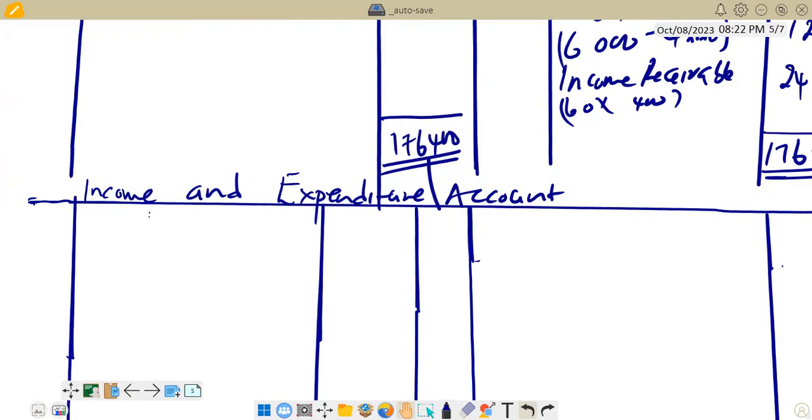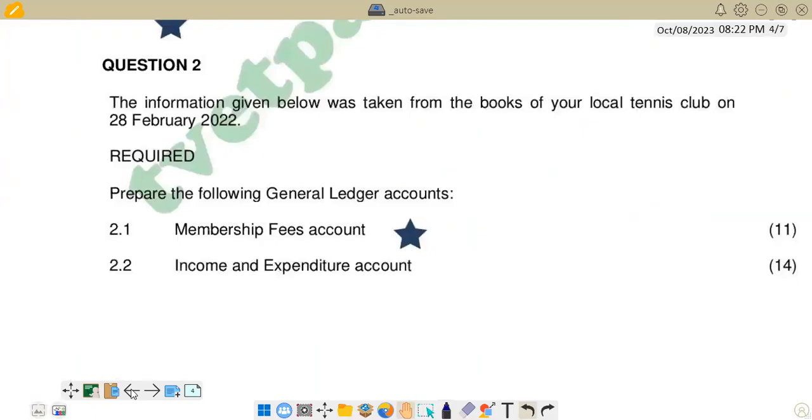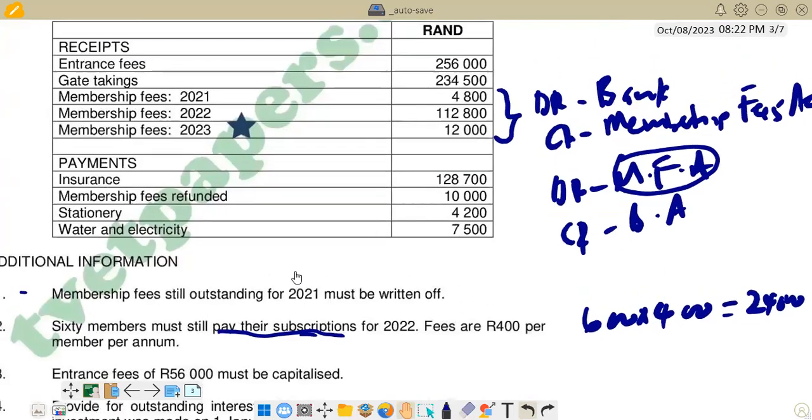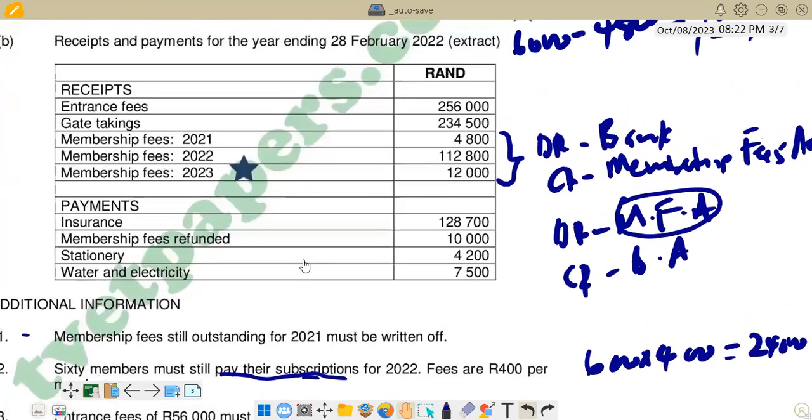So if you go in the question there, let's start with the income that we have. We come there on the section of receipts. That's where we have our incomes. At first, we have got the entrance fees for 256,000. So that's the first income that we have.